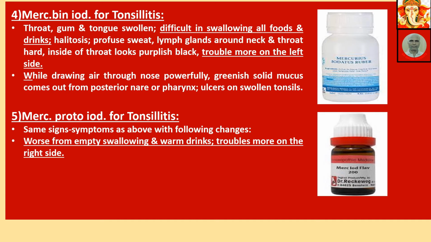While drawing air through nose powerfully, greenish solid mucus comes out of posterior nare and pharynx. Ulcer on swollen tonsils. Posterior nare means the back portion of nasal opening in the throat. Number five, Merc proto-iod for tonsillitis. Same symptoms as above with the following changes. Worse from empty swallowing and warmth, trouble more on the right side.